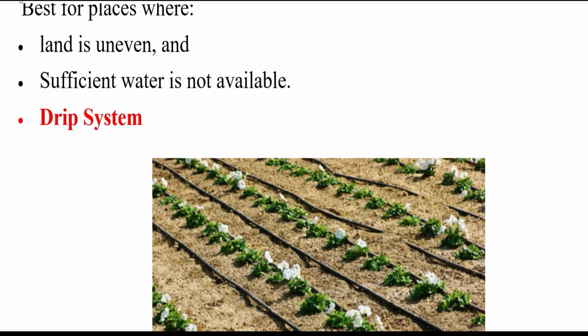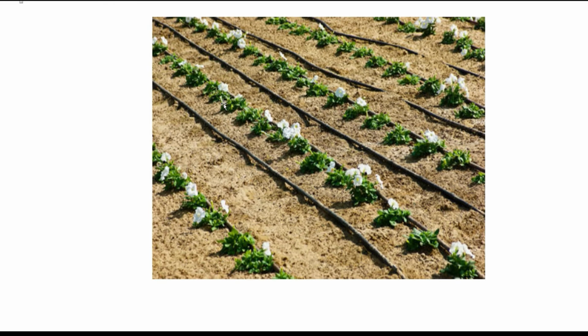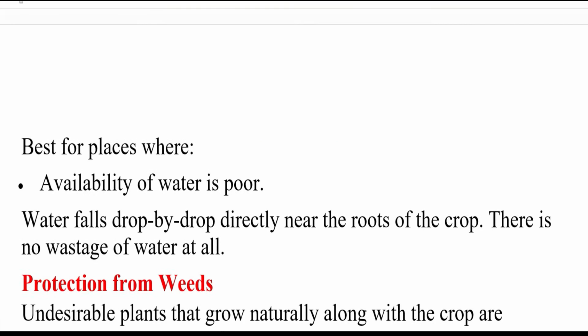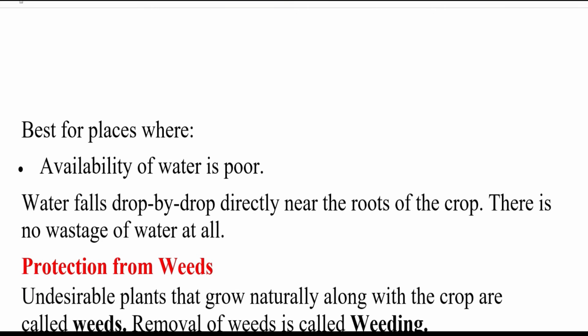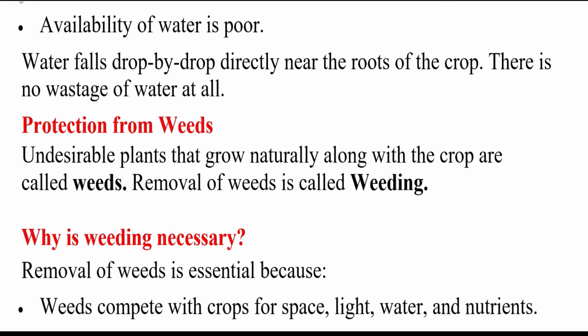The next efficient method is the drip irrigation system. See this picture, in which they have shown the hose and the plants. It is best for places where the availability of water is very poor. So in such places, this irrigation method is used. Water falls drop by drop directly near the roots of the crop. There is no wastage of water at all. This is a very famous method of irrigation.